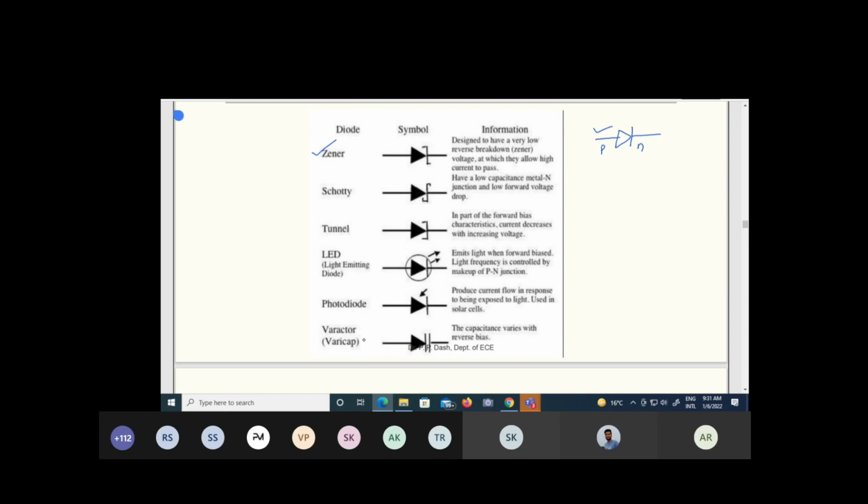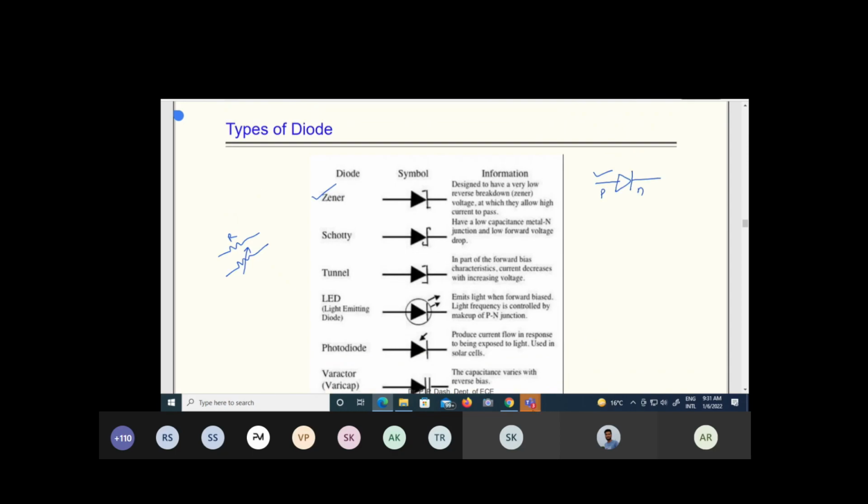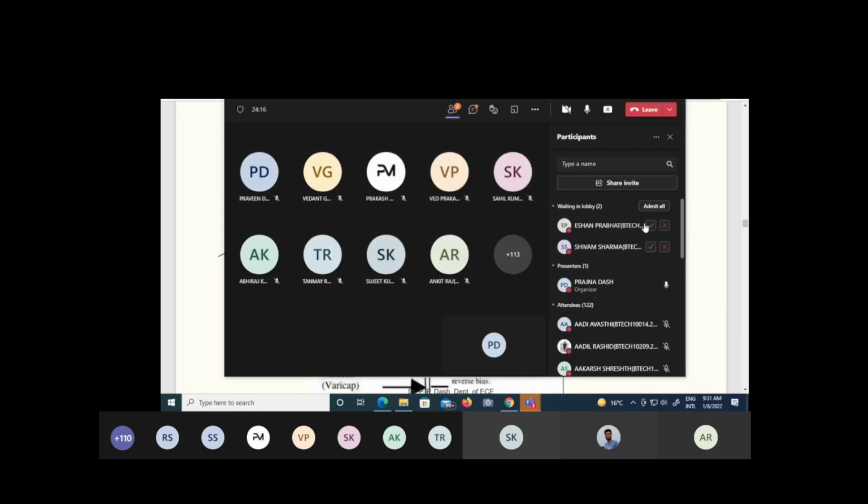And the varactor diode is also called a variable capacitor. So this diode operation is like a variable capacitor. Take the resistor: if this symbol is there, it is a fixed resistor. And if an arrow is there, that means it is a variable resistor. In the case of variable resistors, there will be a range of resistance.